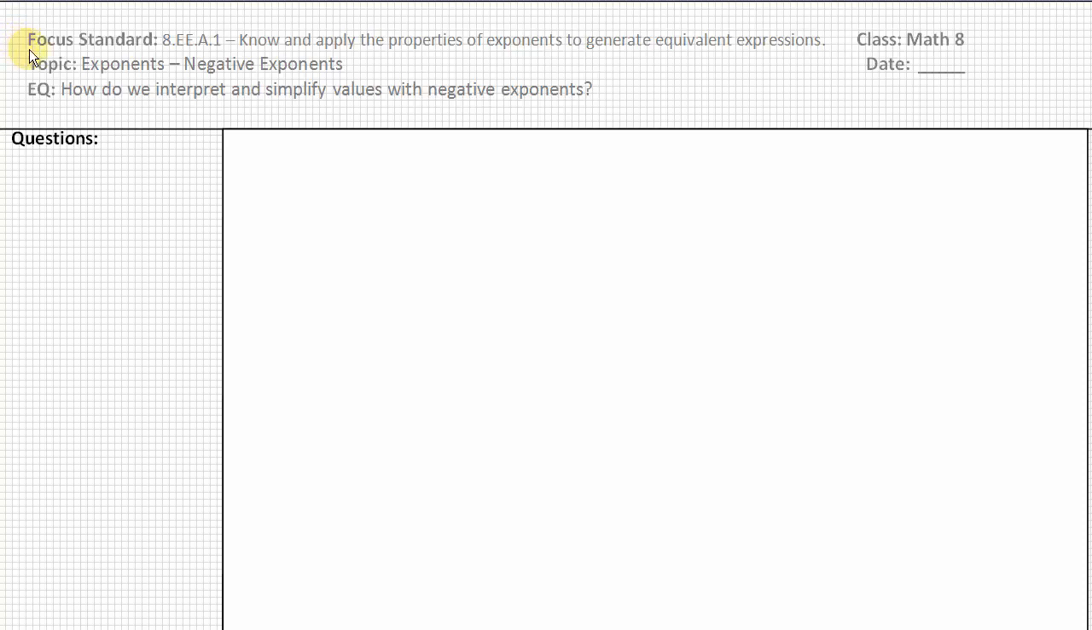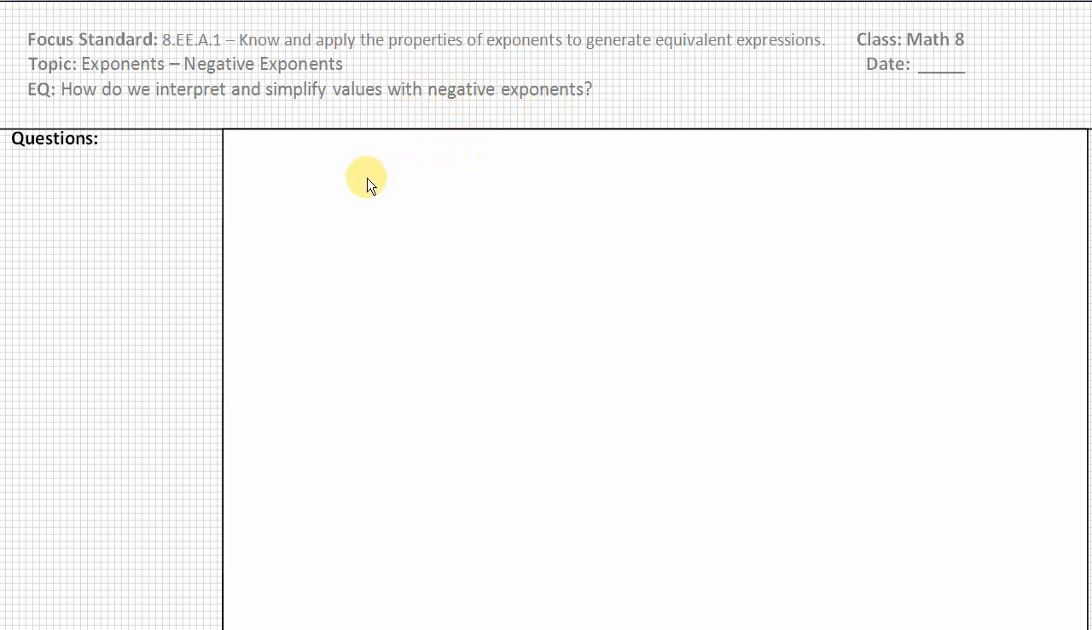For this lesson, we're still working on the focus standard of Grade 8 Expressions and Equations, Topic A, Standard 1: Know and apply the properties of exponents to generate equivalent expressions. The topic for this video lesson is exponents, negative exponents. Our essential question is, how do we interpret and simplify values with negative exponents?